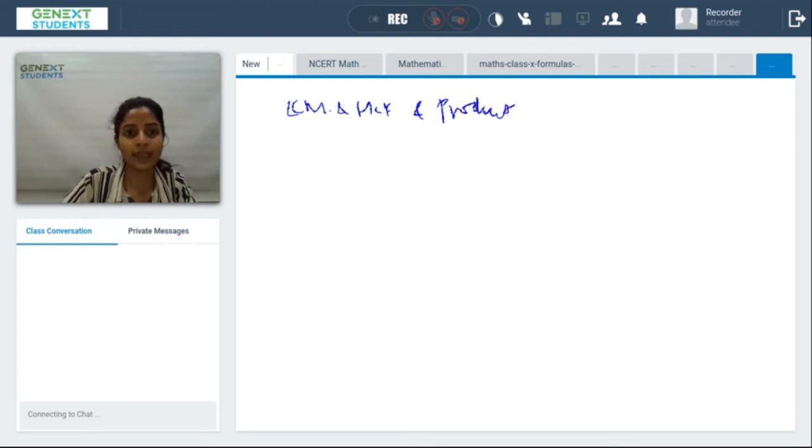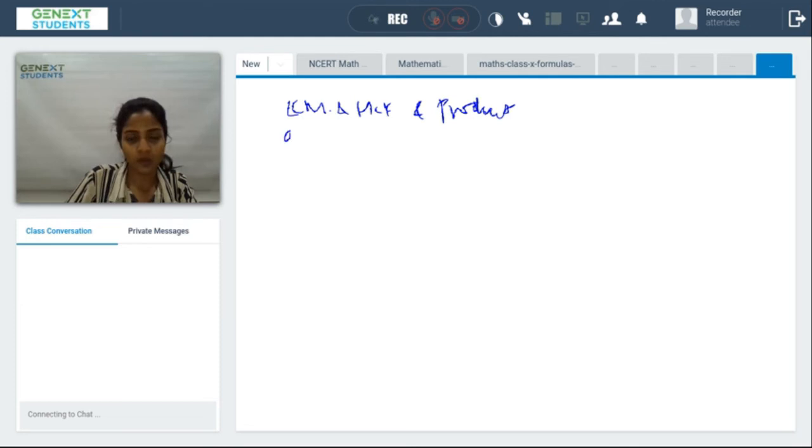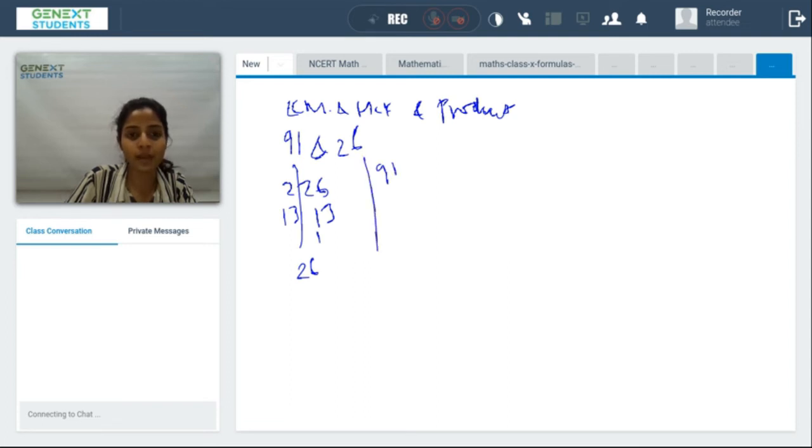So, the LCM of 26 and 91, correct? Am I going correct? Yes. So 91 and 26. How will we do 26? We divide it by 2, then 13, and then 13 into 1. So this is 26. And for 91 we have this thing. I guess 13 into something, right? I guess 13 into 7. 7 3s are 21, 7 1s are 7. Okay, so we have 13 into 7, and 7 into 1.